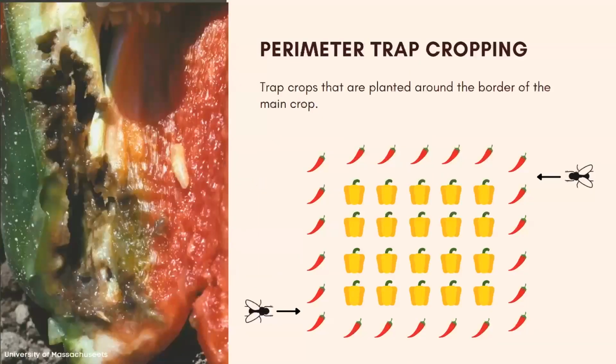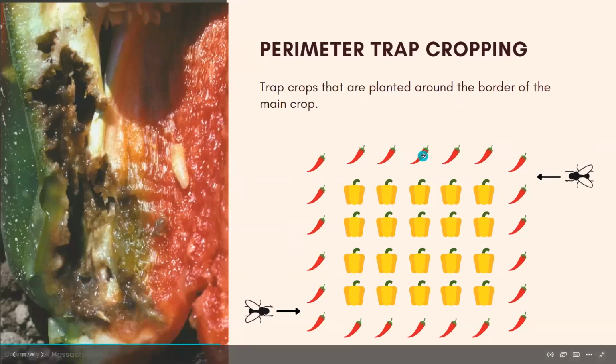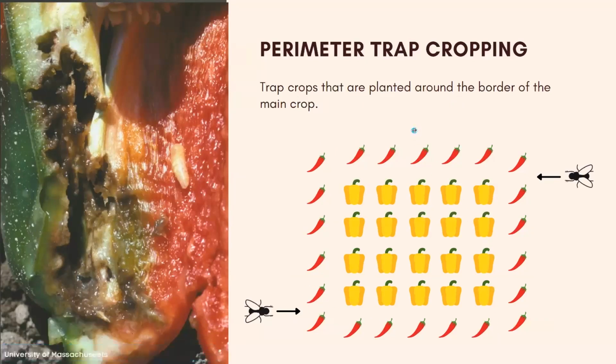So the next one is kind of a common one that you guys might think of, and that's perimeter trap cropping. So obviously this is trap crops that are planted around the border of the main crop. So one cool example I found focuses on the pepper maggot. So that's a fly that the maggot stage of that fly kind of burrows into our peppers and just makes them super nasty and unmarketable.